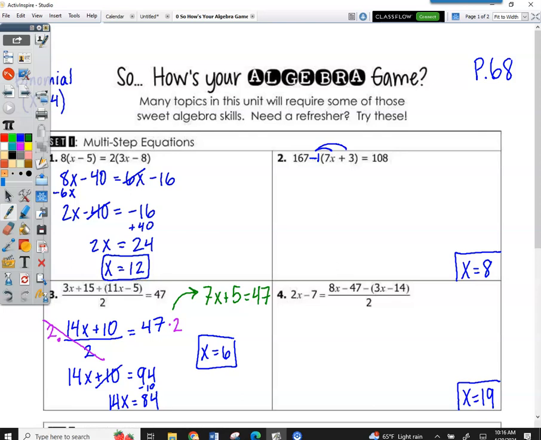I would not recommend that way if it hadn't worked out pretty. So, you know what I mean? Like if one of these up here had been an odd number, then I wouldn't want to do that, because now I'm going to run into a decimal. See the difference?